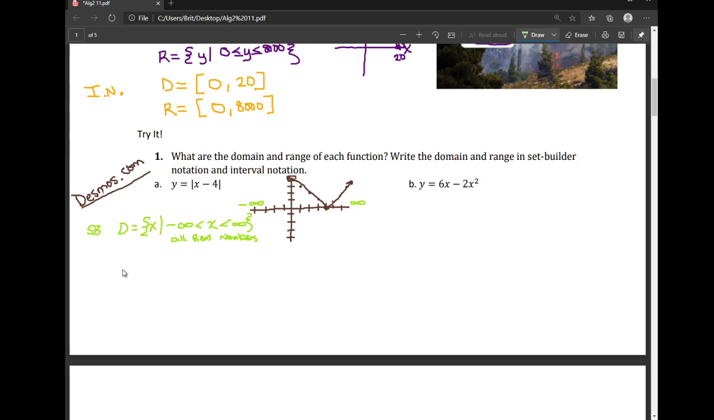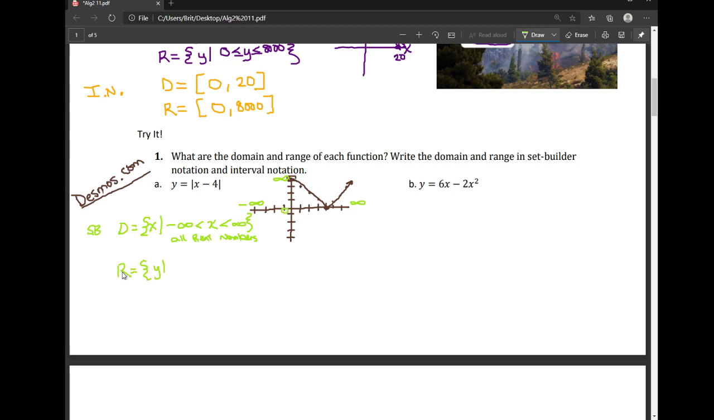For our range value, now we're going to be looking at the y values, right? So the range is equal to the set of numbers for y values where, and we need to look at our minimum and maximum y values. Absolute value functions go up forever, so on the y-axis it goes to positive infinity. But our smallest y value, the graph actually cuts off here at 0.